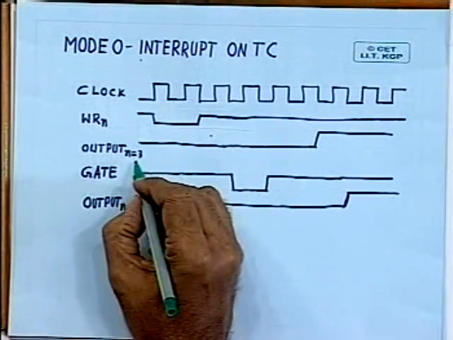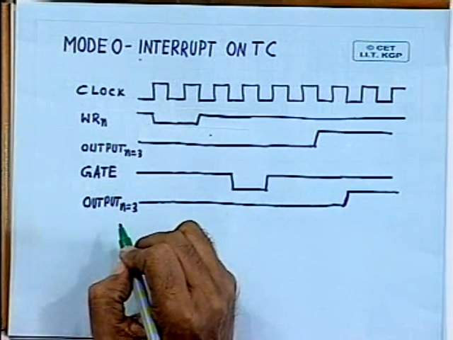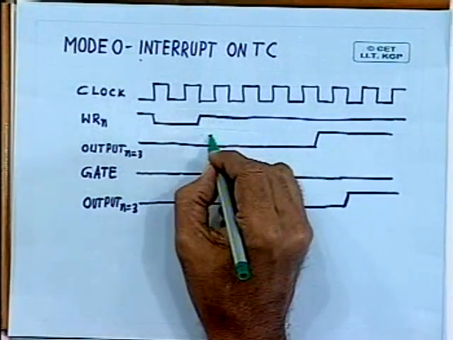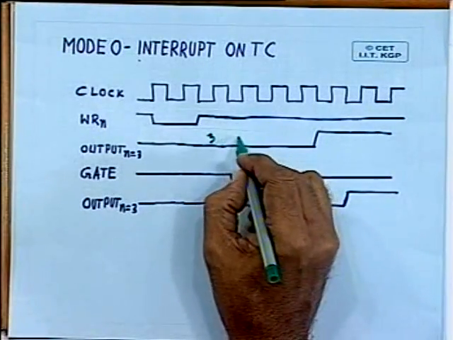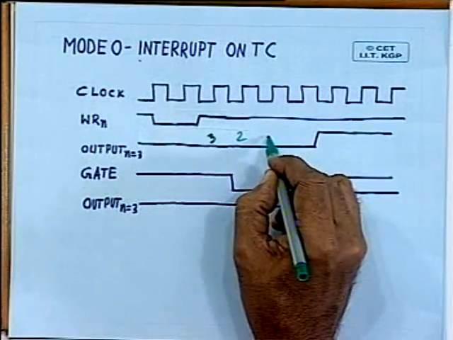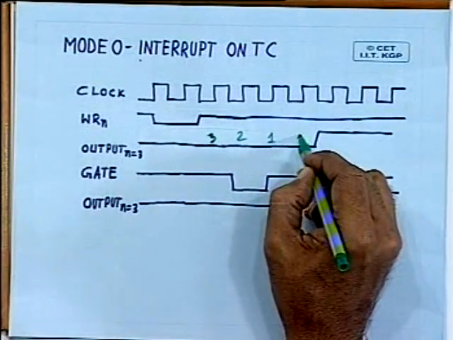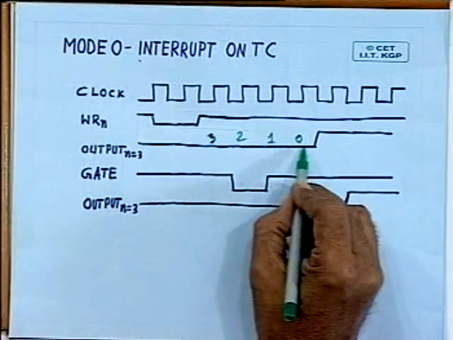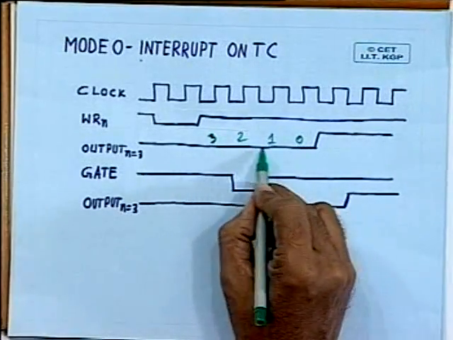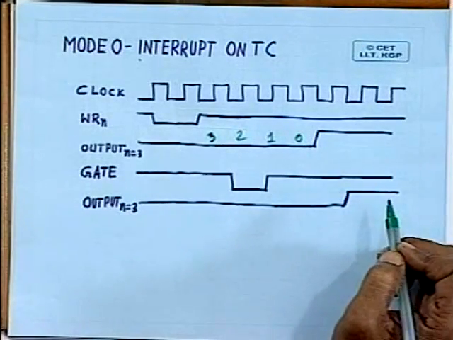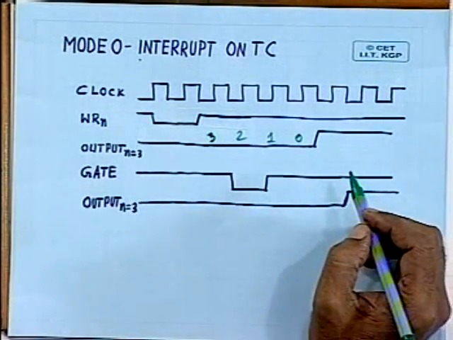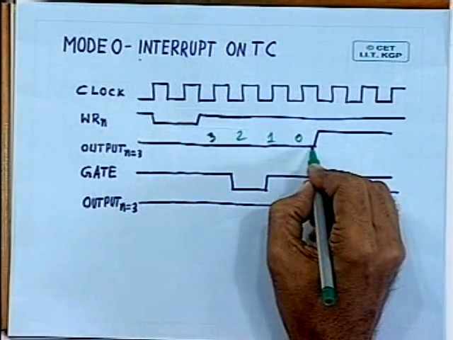decrementing. Suppose you have written n is equal to 3, then at this edge, here it is 3, then at this edge it will become 2, at this edge it will become 1, at this edge it will become 0. So in this way that counter will act as a countdown register, and here it will reach terminal count. And as you can see here, as it reaches the terminal count, the output goes high.